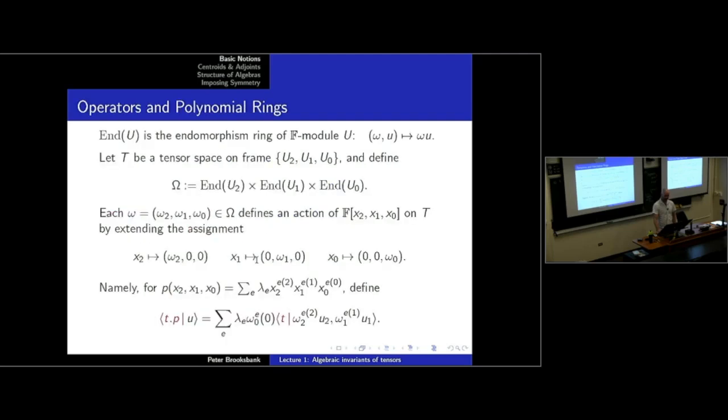Great. So, a little recap of some of the themes from James's talk yesterday, operators on polynomial rings. We're going to fix this capital omega to be the direct product of the things that operate on all the different coordinates of the tensor. I'll use the letter omega. I think that's a little different from what we were using yesterday, but it doesn't really matter. And omega is going to have these coordinates, omega 2, omega 1, omega 0.